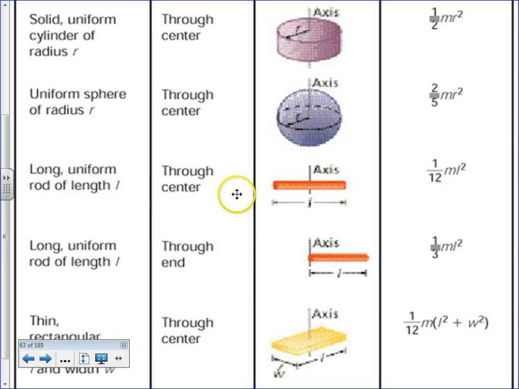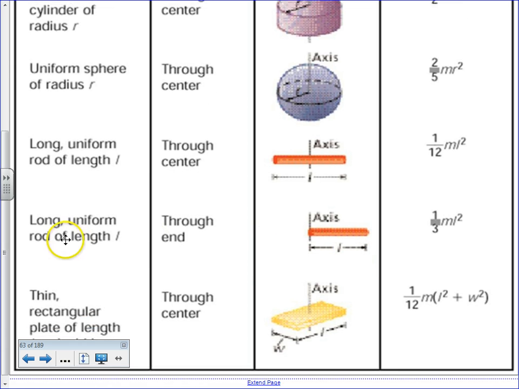If I have a long, solid rod, not a baton, but a solid rod, then again the axis passes through the center, and it ends up being 1/12 times the mass times L squared, where L is the length of the rod. And for a long, uniform rod, if we're going to spin it from one end, our I changes a little bit. The length of the rod is now measured from there, and the formula changes to 1/3 the mass times the length of the rod squared. Length of the rod is going to be measured in meters.